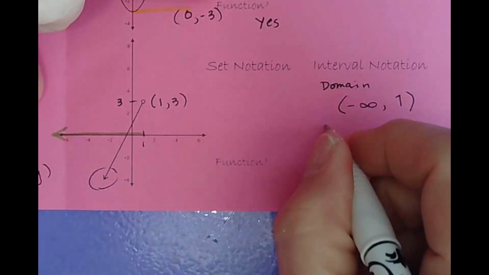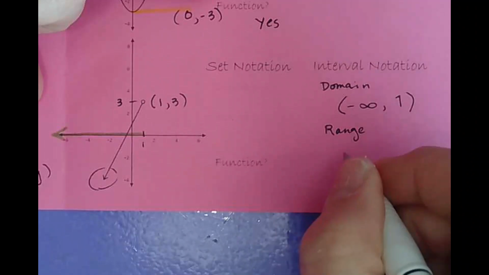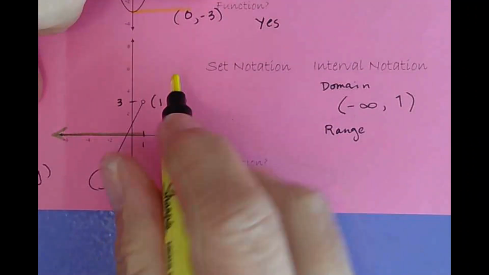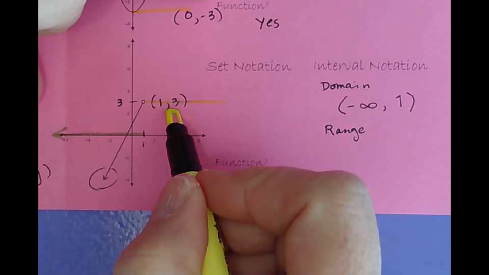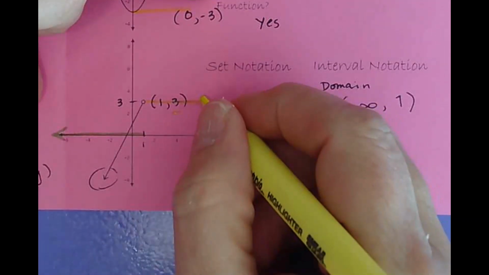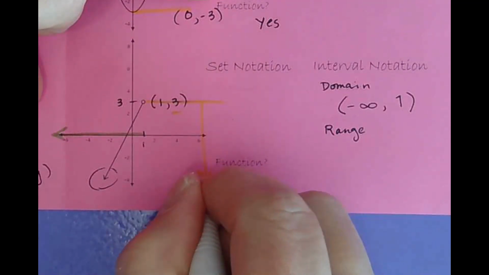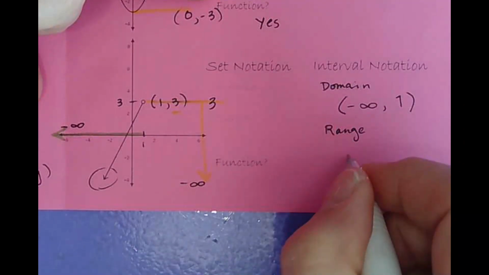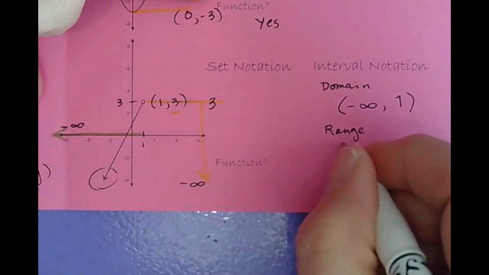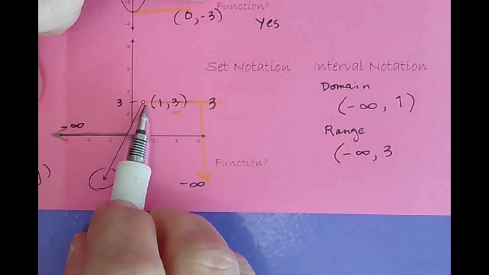For the range, we need to describe the y's that are graphed. So here I do have a highest place. My highest y is 3, and I don't have a lowest. It goes down to negative infinity. So least to greatest, I can write negative infinity, comma 3. Infinity is open, parentheses. 3 is an open circle, parentheses. This is a function.